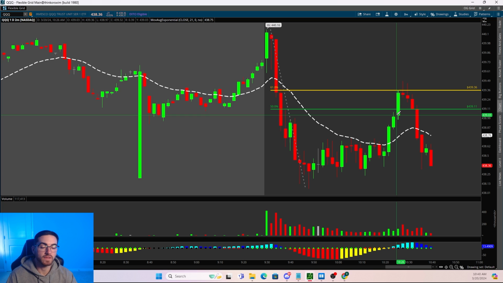Does anything about this say to get short? Not at all. Price just broke right through it. We don't want to go short just because price is trading at the level. We need that confirming price action. We need that confirming volume.